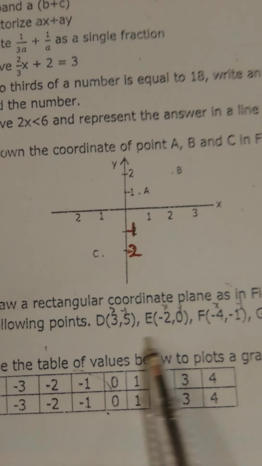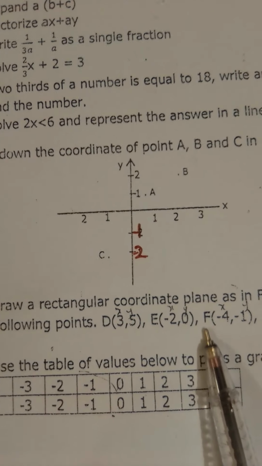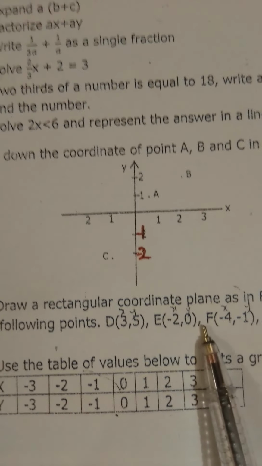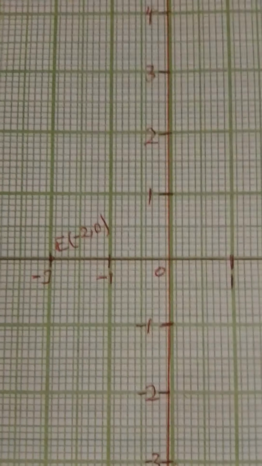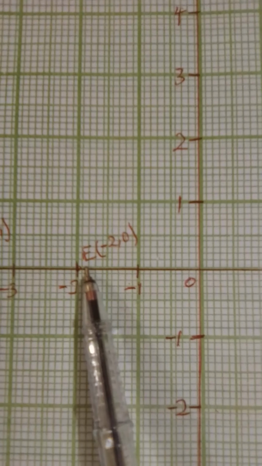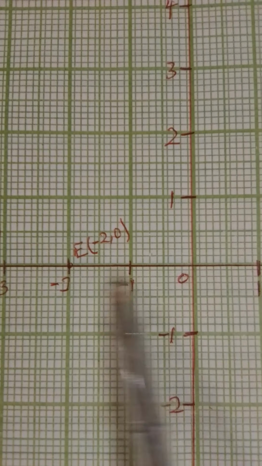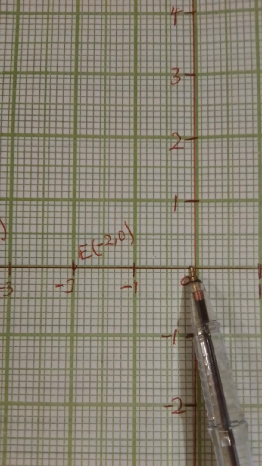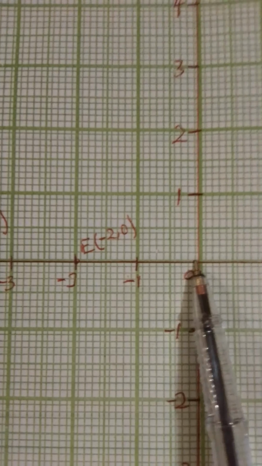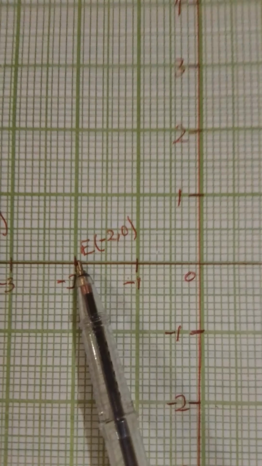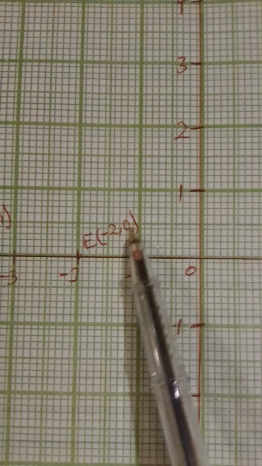We also have to find the next point, which is point E. Point E is x is minus 2 and y is 0. So now on the graph, we go to x minus 2. This is the point on the x-axis that is minus 2. Since y is 0, the point is on the x-axis. That is why we have minus 2, 0.